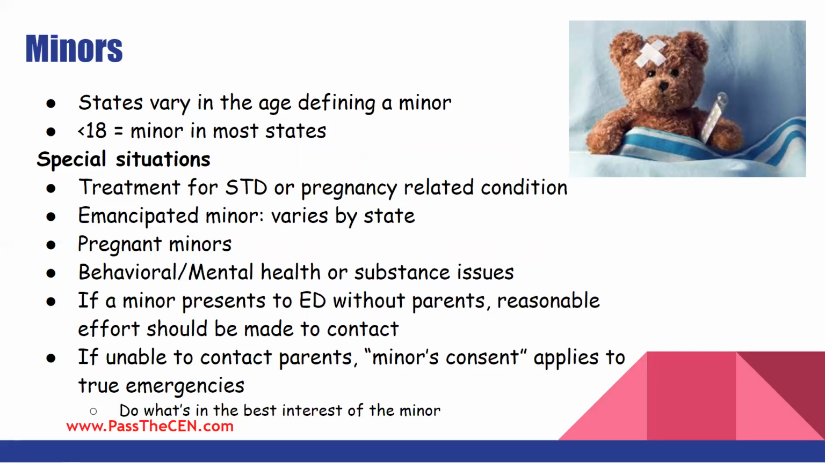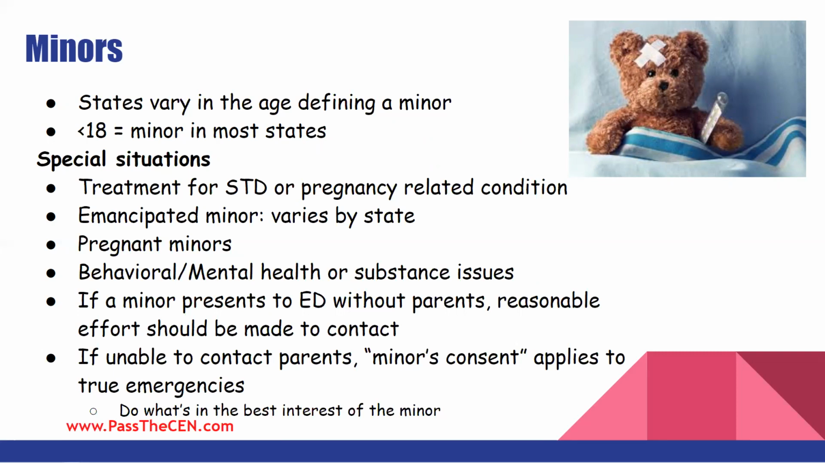The definition of emancipated varies by state. But whatever your state definition is, that means they're under minor age, but they are treated like an adult. Probably the most common scenario you'll see with this is a young girl who's under 18 who's had a baby. So she's only 16 years old, but because she's had a baby, a lot of states consider her emancipated and she can give her own consent.